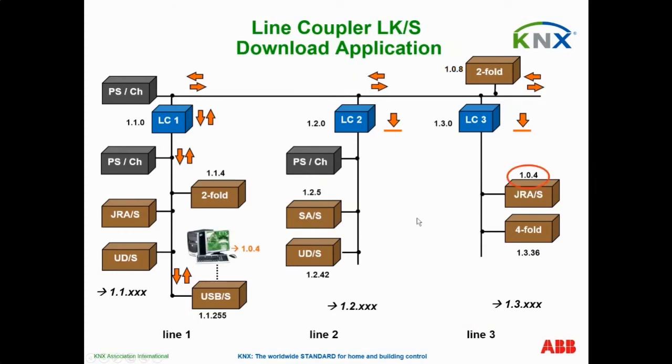If we're programming 104, now we have an issue. If 104 is on the wrong line, now you can see where the issue is. We're trying to program 104. Our telegram goes onto our line. Line coupler allows it through because it's going onto line 10. However, line coupler 2 and line coupler 3 will block those telegrams. So the program will never get down to here, and we cannot program the device.